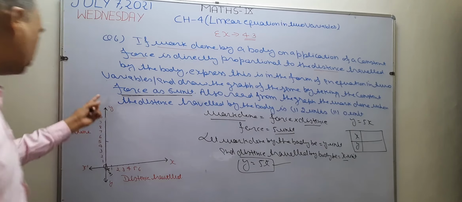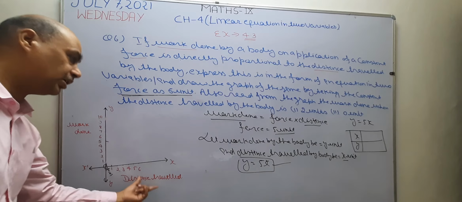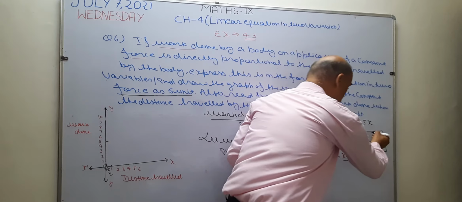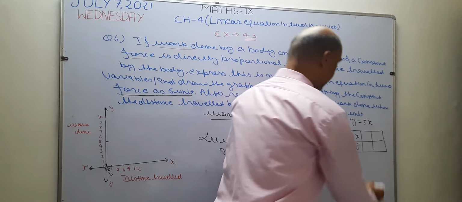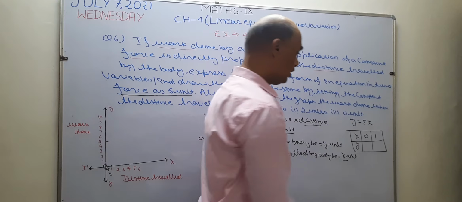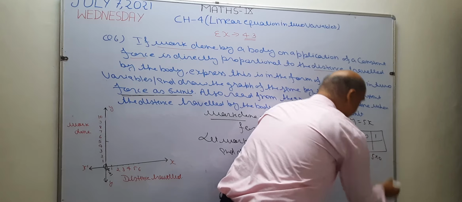So this y-axis is going to represent work done. So I write here work done by the body, and this is the distance traveled by the body. Okay. So minimum two solutions are required. So I take one time x equal to 0 and second time x equal to 1.